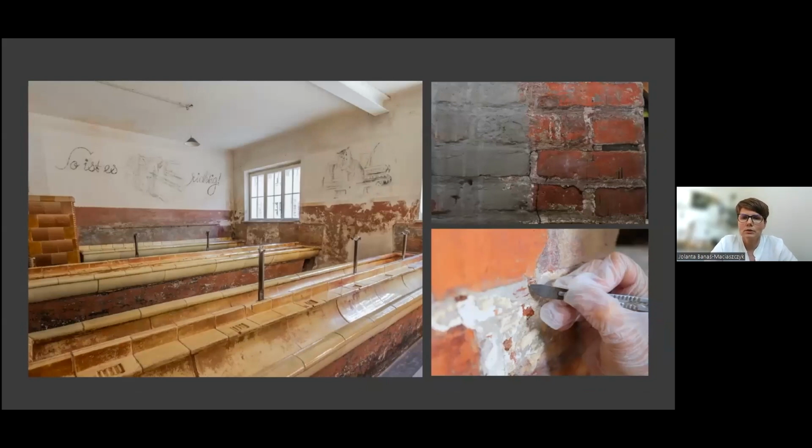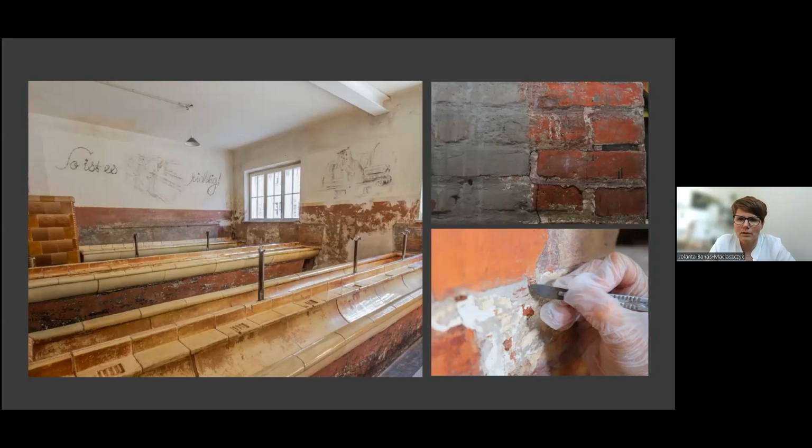The following principle that we follow while working here is to make more legible the phase when the camp was in use, of course, if this is possible. On the left-hand side, we see the washing room of block number 2, where during the works, we've identified and discovered some wall paintings from the time when the camp was in operation.